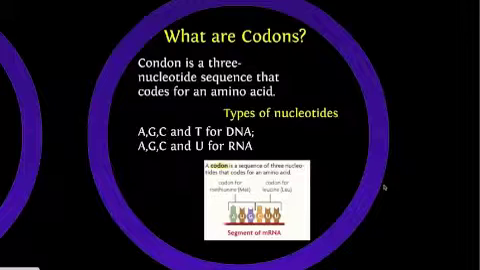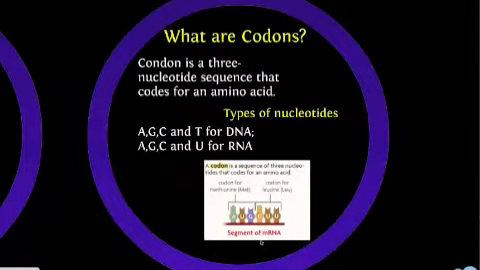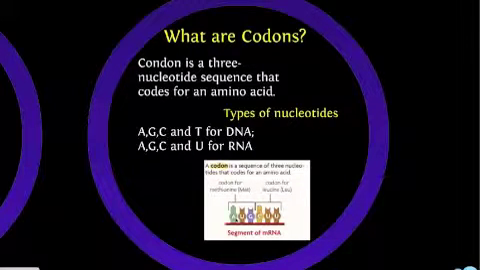A, G, C, and T for DNA, and A, G, C, and U for RNA are the types of nucleotides. For example, this segment of mRNA is expressed in A, G, C, and U, whereas if this was a segment of DNA, then it would be expressed as A, G, C, and T, not U.